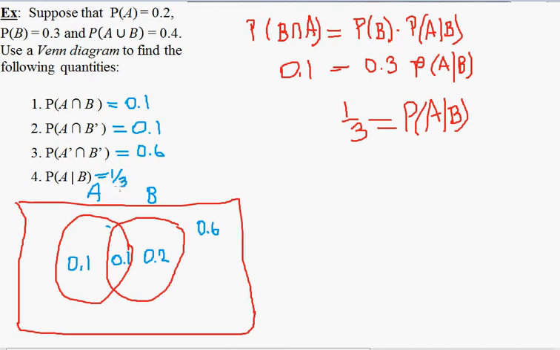Now the visual interpretation of this is that if I take a look at the B circle, if I know the B circle happens, 1/3 of the B circle overlaps the A circle. So there's 0.1 over here and 0.2 over here. So 1/3 of the B circle overlaps the A circle, and that's the number that came out over here.